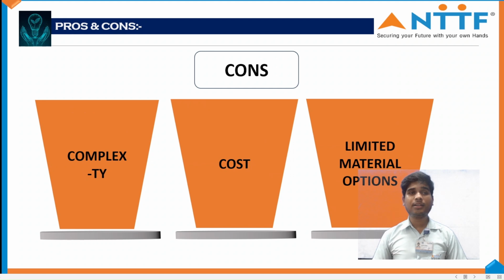Now the big thing about the cons is that it is a little bit complex, like choosing the smart materials and how they will change in shapes and sizes. It is costly. The smart materials are very costly, and finally, the materials are limited.